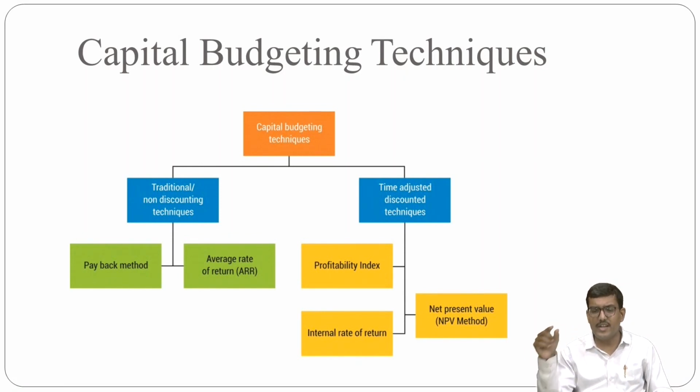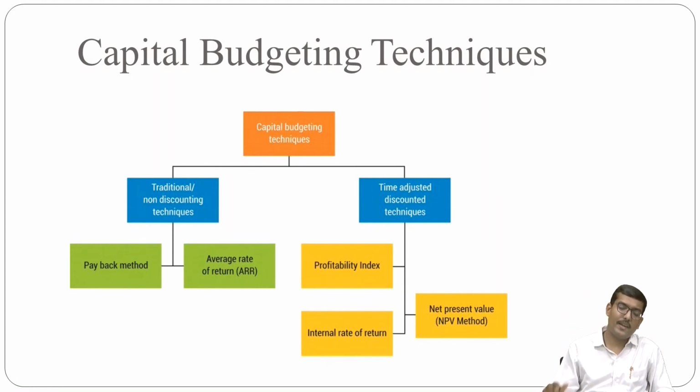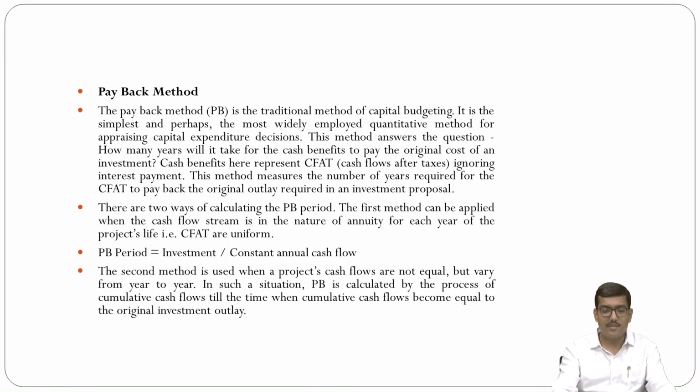In the traditional or non-discounting techniques there are two methods: the payback period method and the average rate of return. And the time adjusted or discounted techniques are the net present value method, profitability index and internal rate of return. Now let us examine the first method, that is the payback period method.